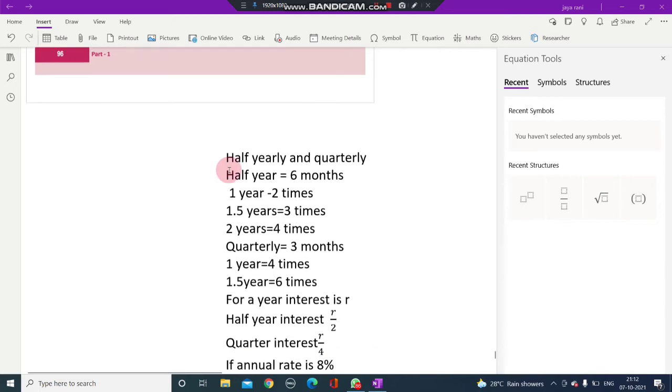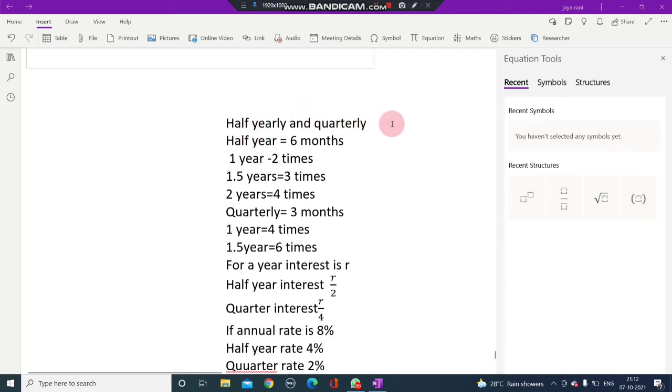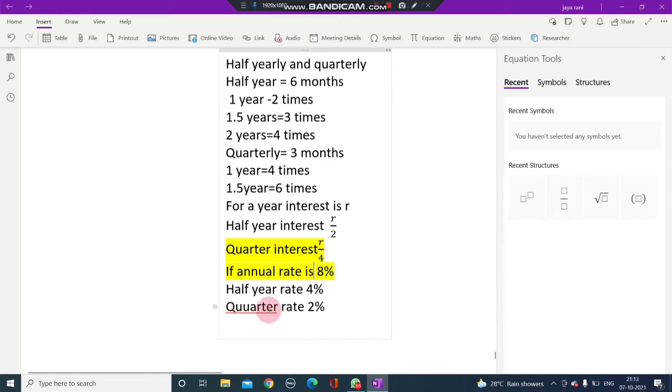So today we discussed half yearly and quarterly compounding. Half yearly compounding means in every 6 months interest is calculated, that means in 1 year 2 times. Quarterly means in every 3 months interest is calculated, that is, in a year 4 times. If the annual rate of interest is R, then the half year interest is R by 2, and the quarter interest is R by 4. If the annual rate is 8%, then the half year rate is 4%, and the quarter rate is 2%.